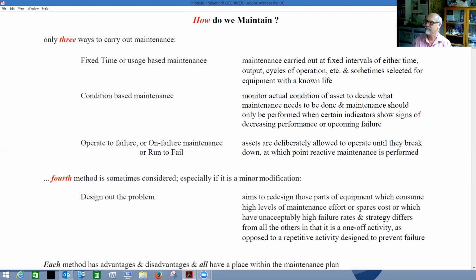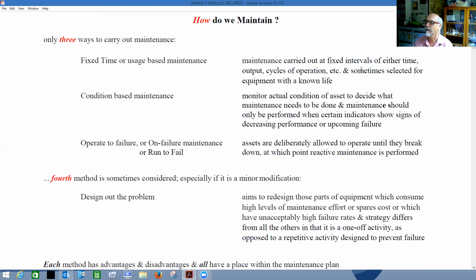Condition-based maintenance, well, the reality there is that you monitor the actual condition of the particular asset and you decide what needs to be done. So the maintenance is only performed when there are certain indicators, obviously the bearings are wearing down or something like that. So the actual physical condition of that particular device is one way to make decisions about the maintenance.